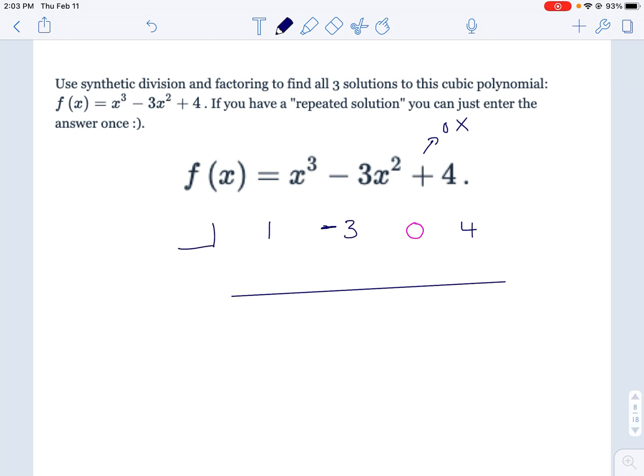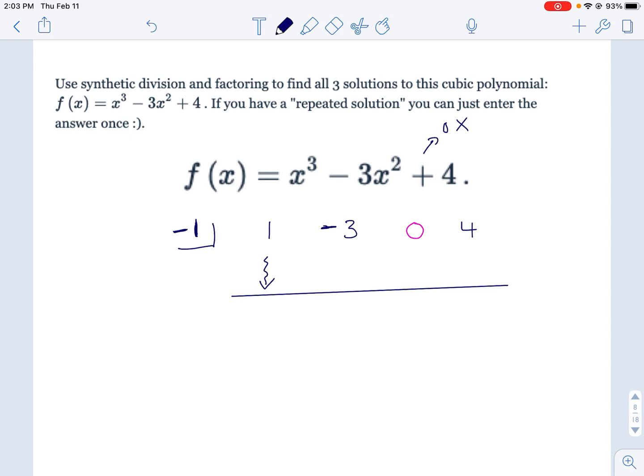And then I got to draw a line. Now, here's the thing. They don't give you any solutions. So what you have to do is look at that last term as a 4. Pick a number that divides into 4 evenly. Tell you what, I'm going to pick negative 1. I'm just going to take a guess. And the goal here is to get 0 as a remainder.